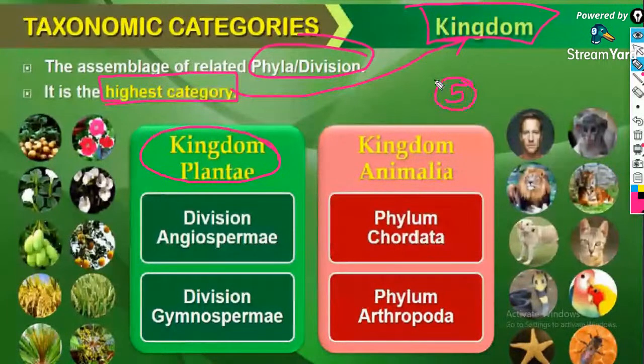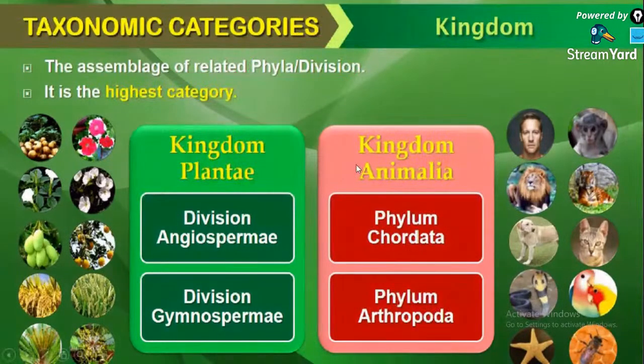The five kingdom classification was proposed by R.H. Whittaker. R.H. Whittaker proposed the five kingdom system of classification: kingdom Monera, Protista, Fungi, Plantae, Animalia. Kingdom Animalia and Plantae. Hope this is clear. This is the taxonomic category.